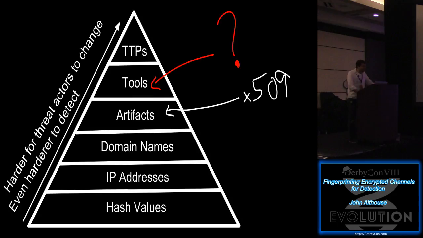But at this point, I was like, so how can we get to the point where we can move up one level on the pyramid of pain, go from artifacts to tools?